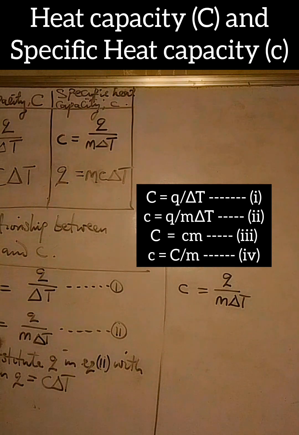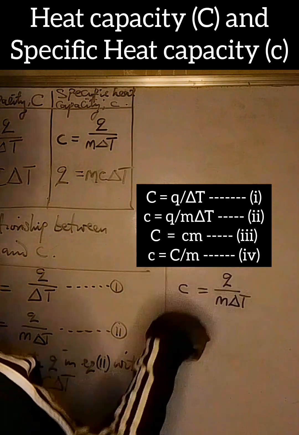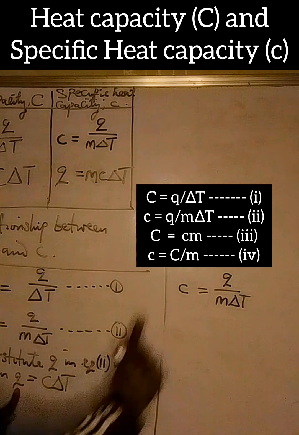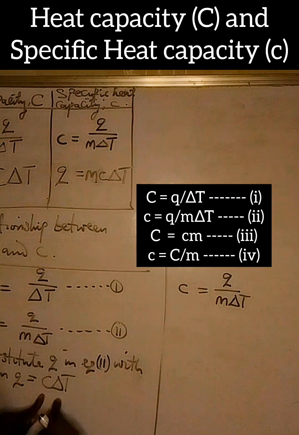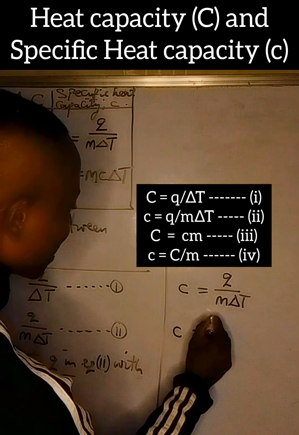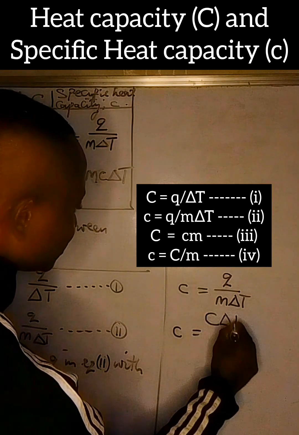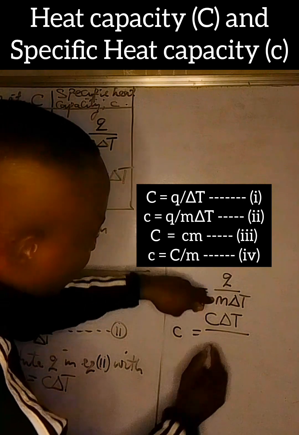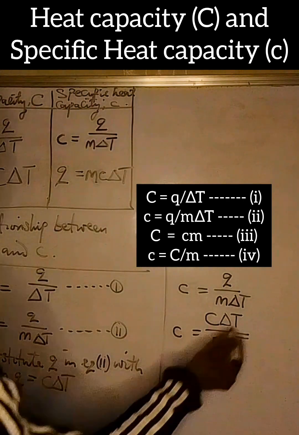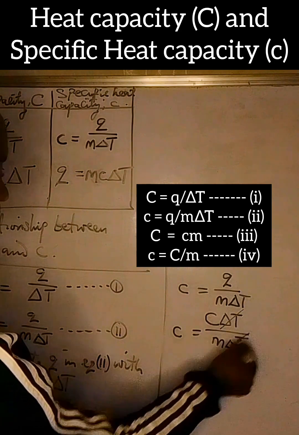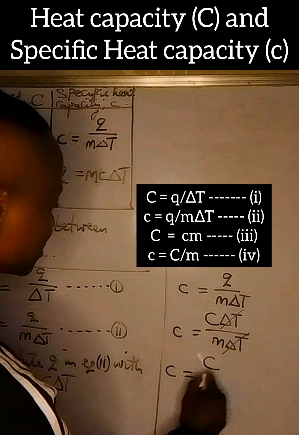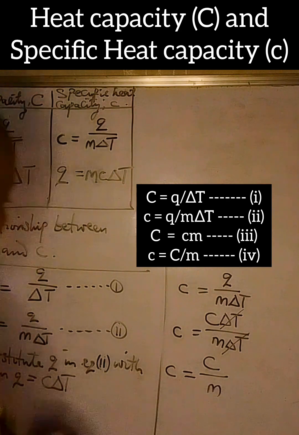So what we do is change this Q with the Q in heat capacity. That is this. The Q here now is capital C dT. So we do that. Small c equals capital C dT divided by m dT. You can see that dT is up and down. You cancel them out. And small c is going to give us capital C divided by mass.